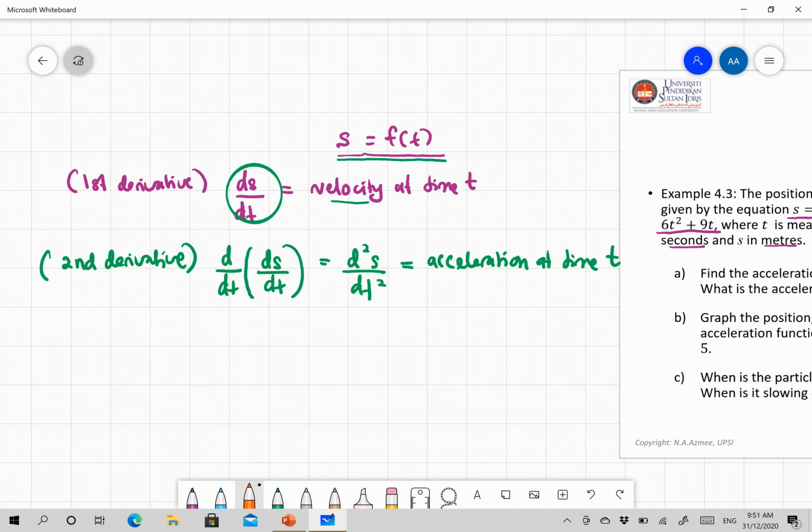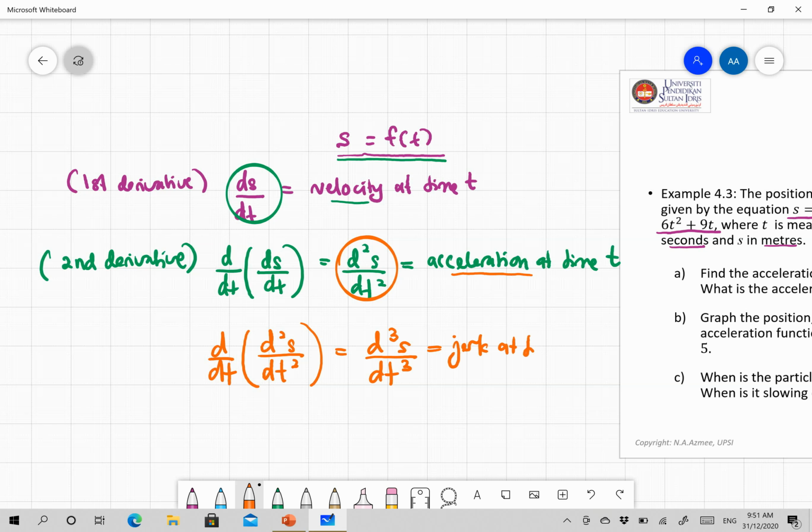Now if you go on and differentiate the result here one more time, so here we have the result of this, which is going to be differentiated with respect to time. That brings us to this third derivative. Mathematically it is denoted as such, and basically it means the instantaneous rate of change of acceleration with respect to time, or it can be simply known as jerk at time t. So here the function is differentiated thrice, and we will call it the third derivative.